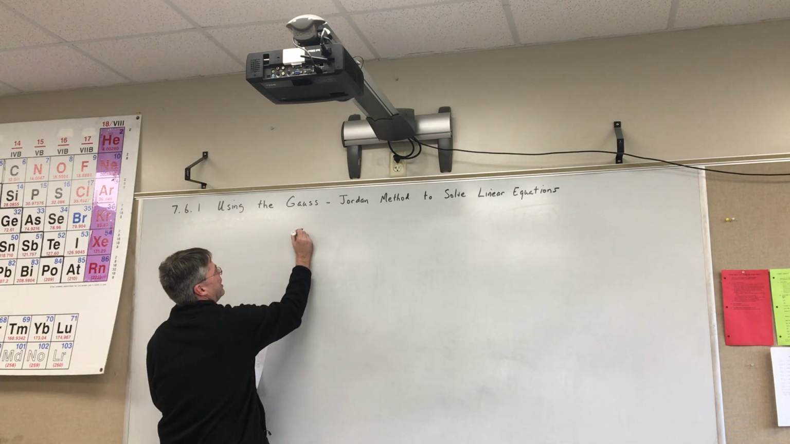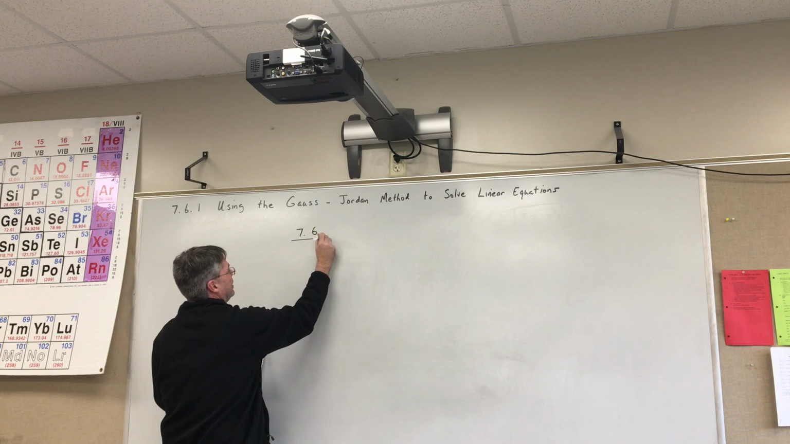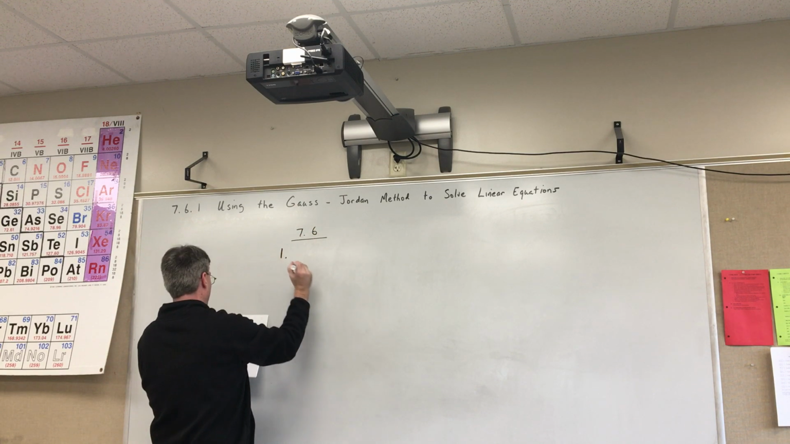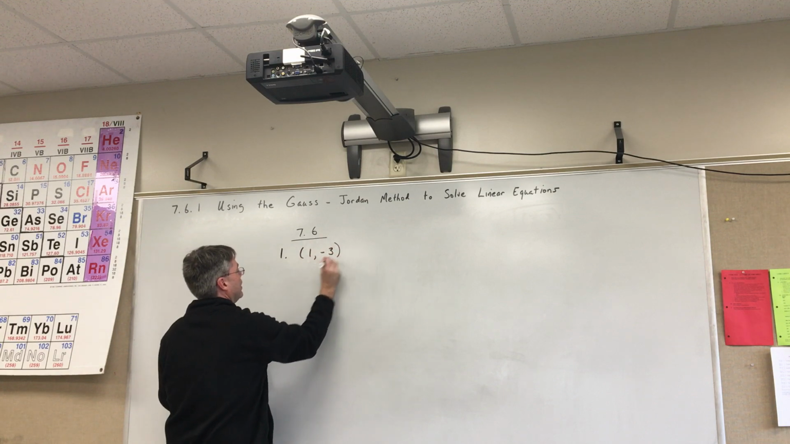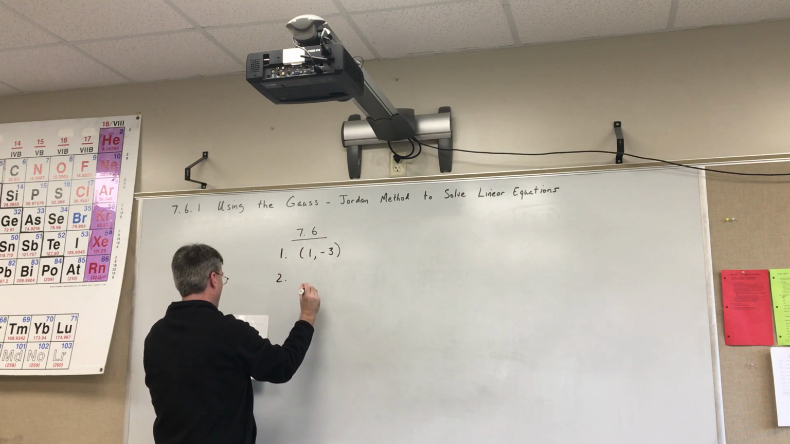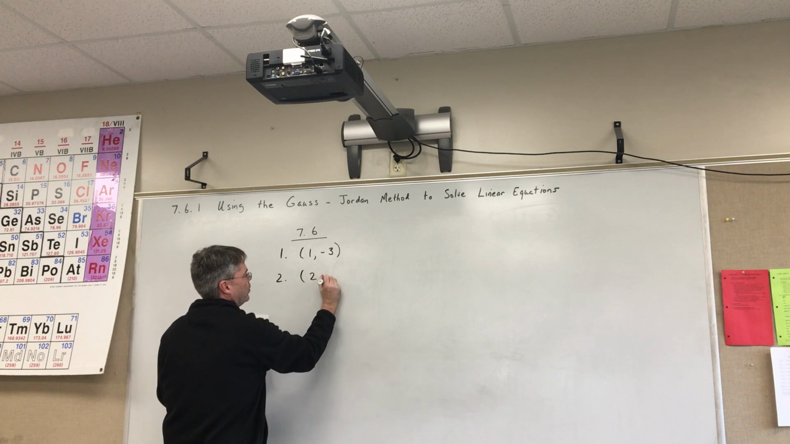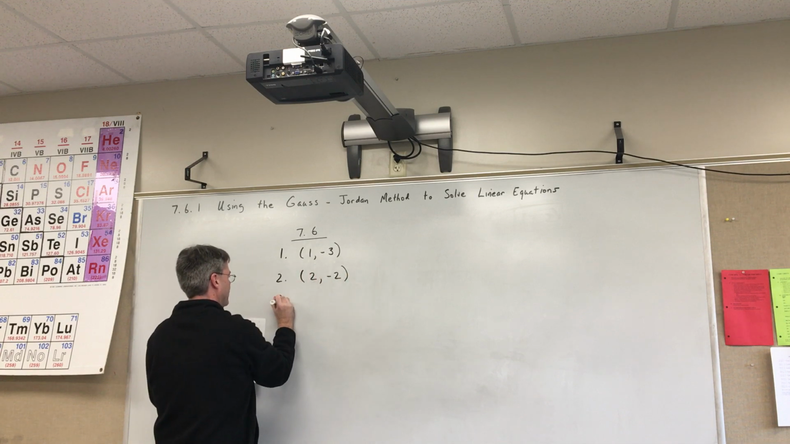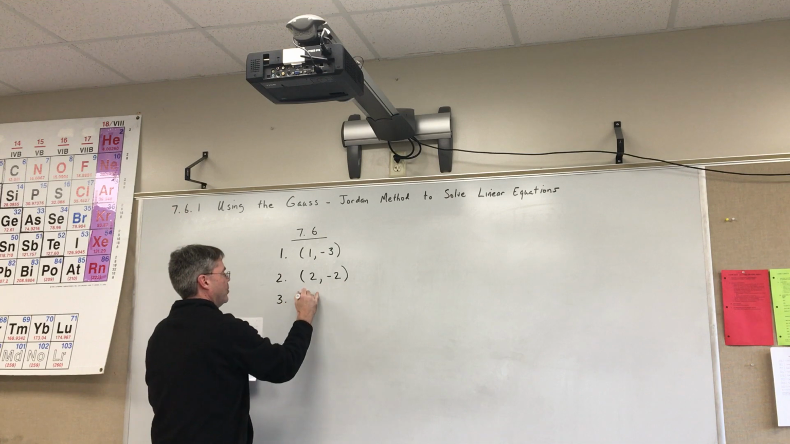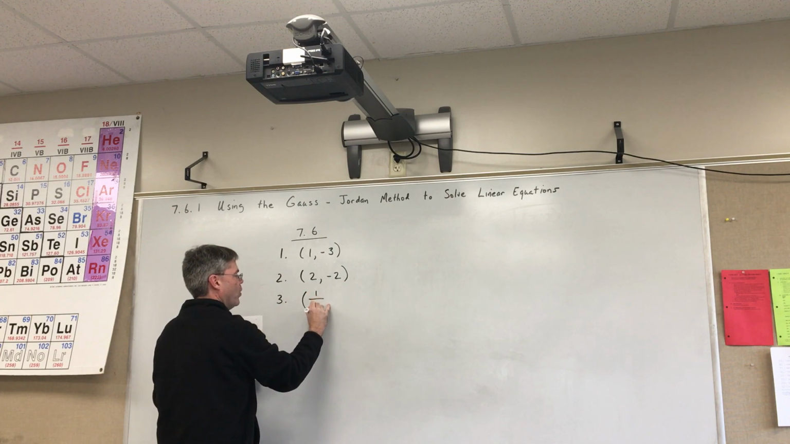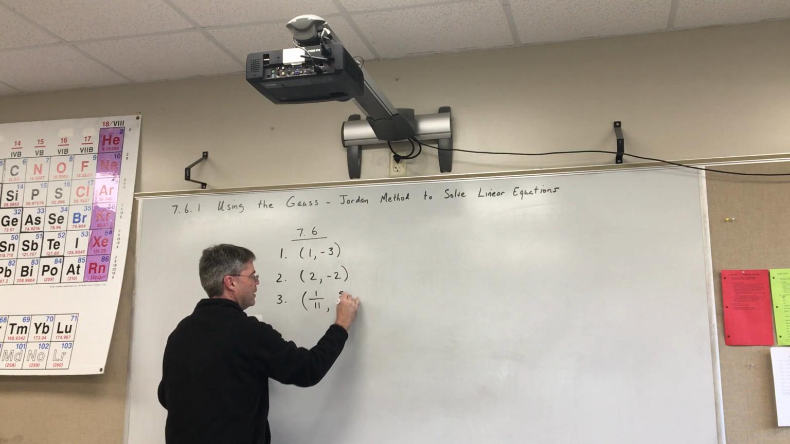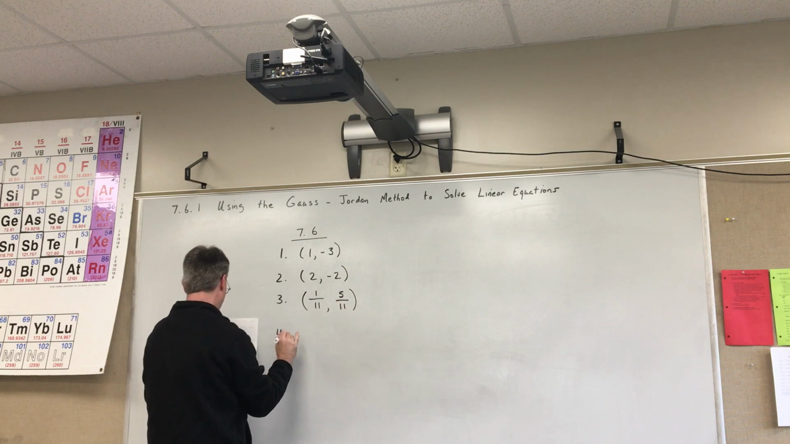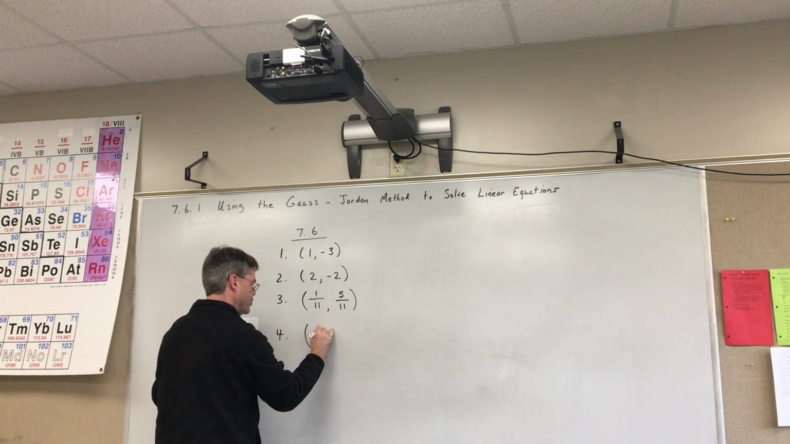All right, for the 7.6 homework assignment, number 1, the answer is 1, negative 3. Number 2, the answer is 2, negative 2. Number 3, we've got a fraction here, 1/11 and 5/11. And number 4, the answer is 2/5, 1/2.